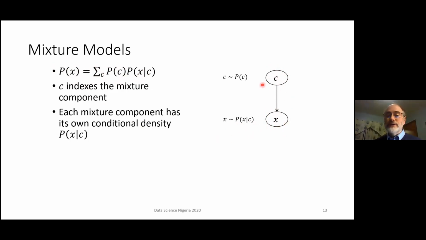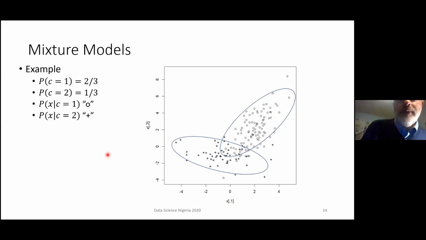These clusters are called the mixture components, and each component has its own conditional probability density, P of x given C, where C is the component. Just as an example, here I created a mixture of 2 Gaussians, this one that looks like this and this one that looks like this. This component has probability 2/3, and this component has probability 1/3. The circles come from the first component and the pluses from the second component. Now, a key thing to notice here is that these overlap. There is this region where points could have come from one component or from another. It's a mixture of the data here.